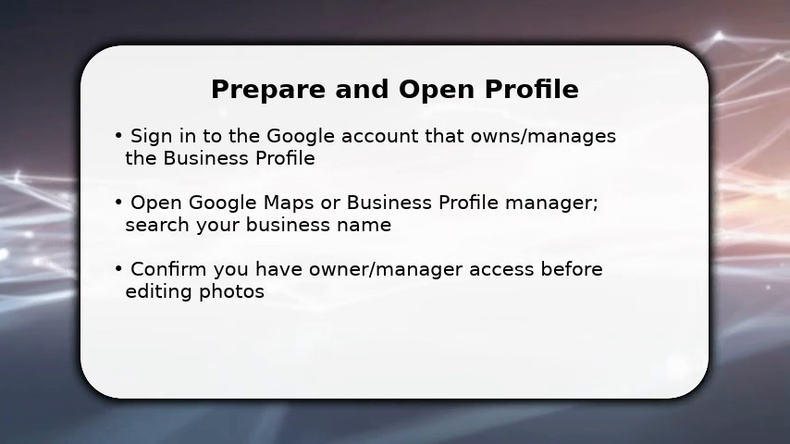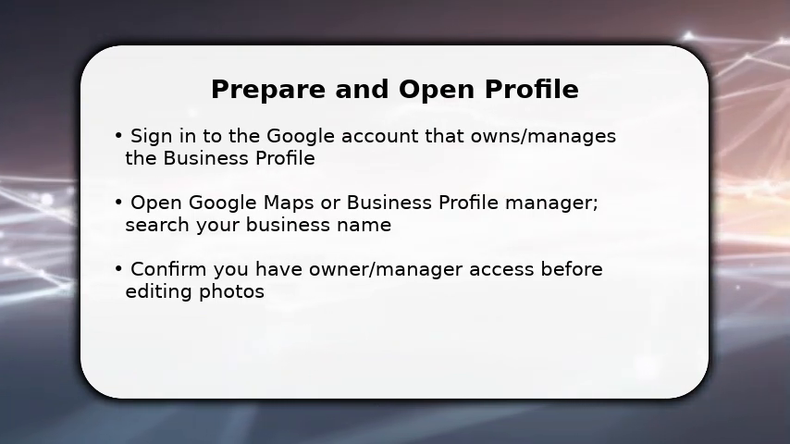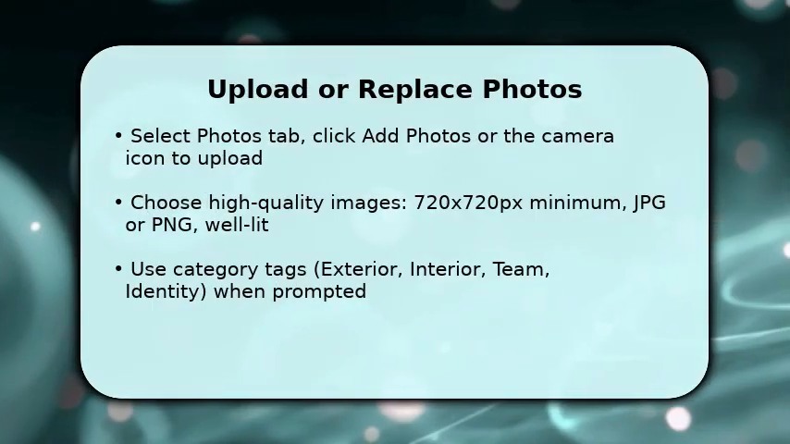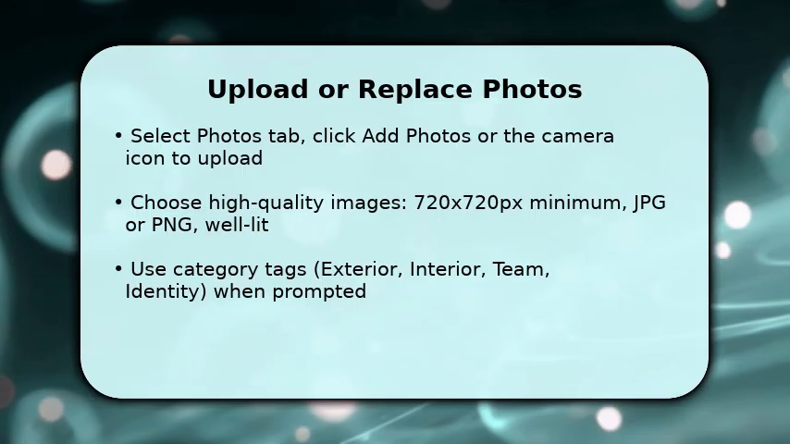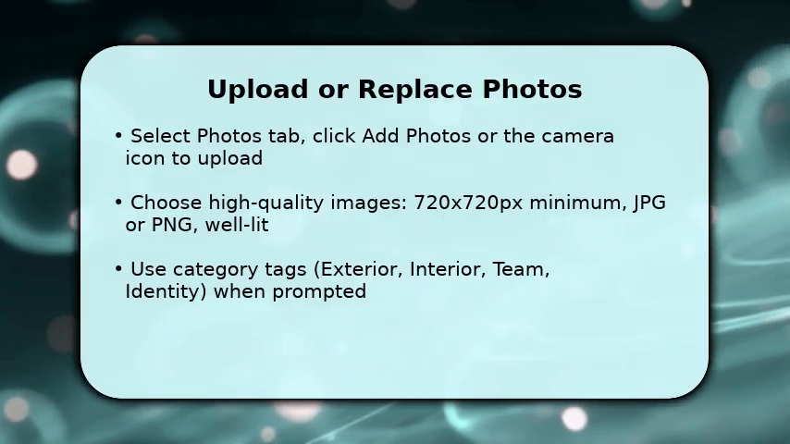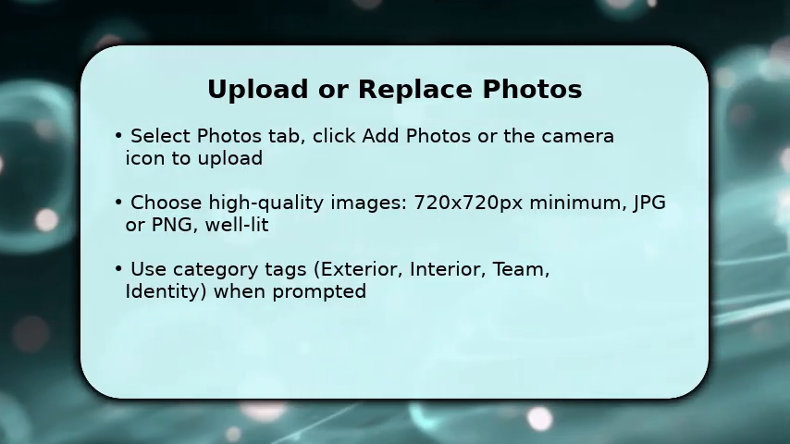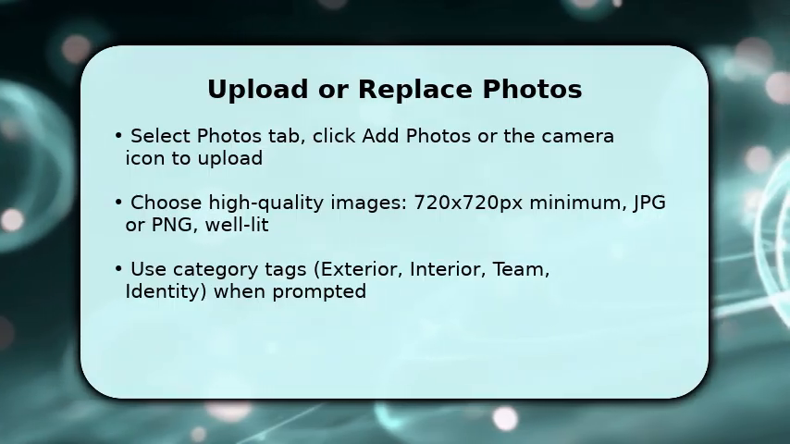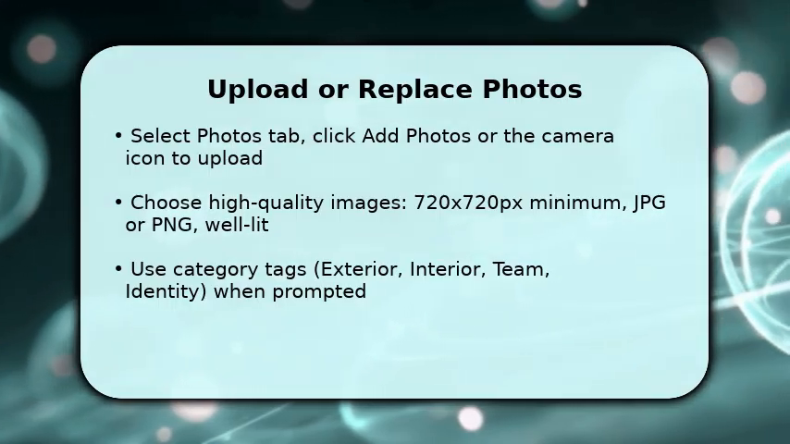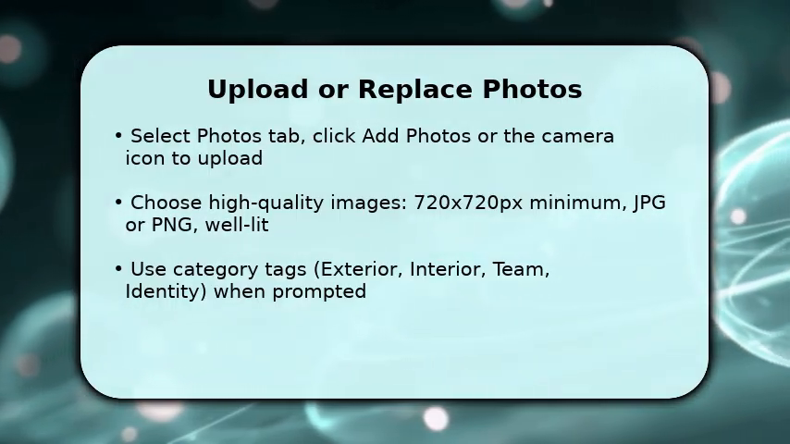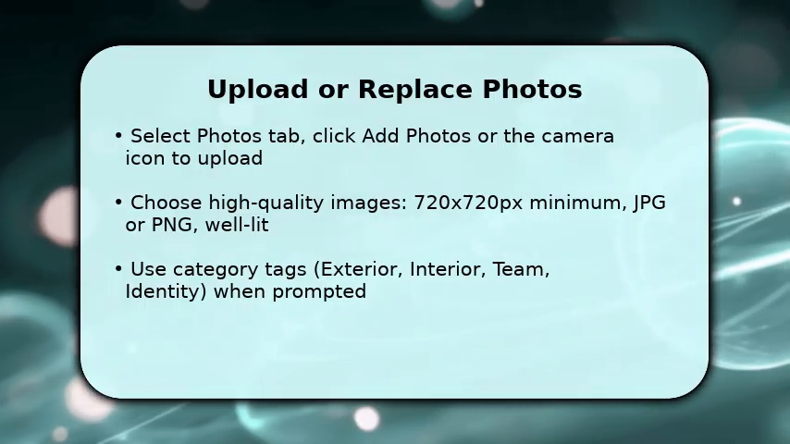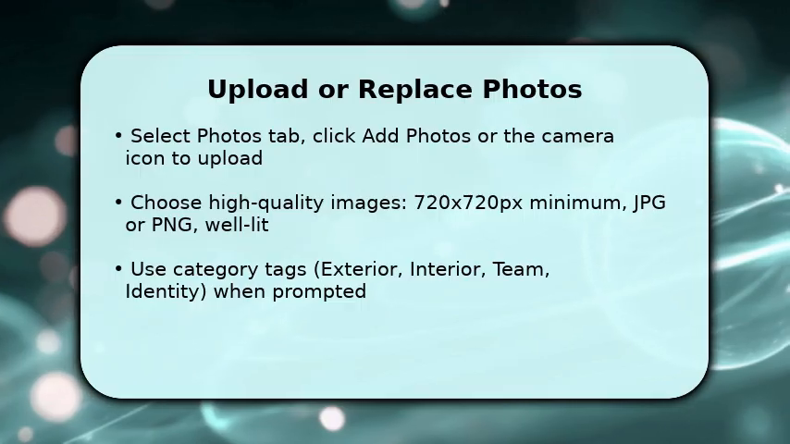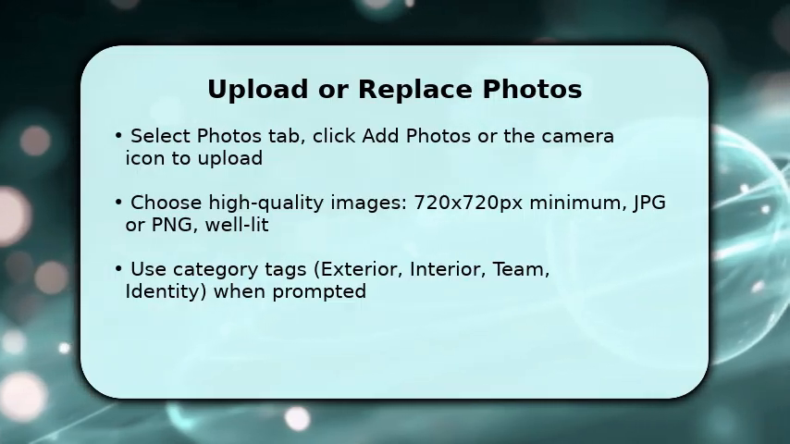Once you're in the Photos tab, click Add Photos or the camera icon to begin uploading. You can drag and drop or select files from your device. Choose high-quality images. Google prefers sharp, well-lit JPG or PNG files with at least 720 by 720 pixels, because better photos improve trust and click-through. After uploading, assign the correct category like exterior, interior, team, or identity so the image appears.